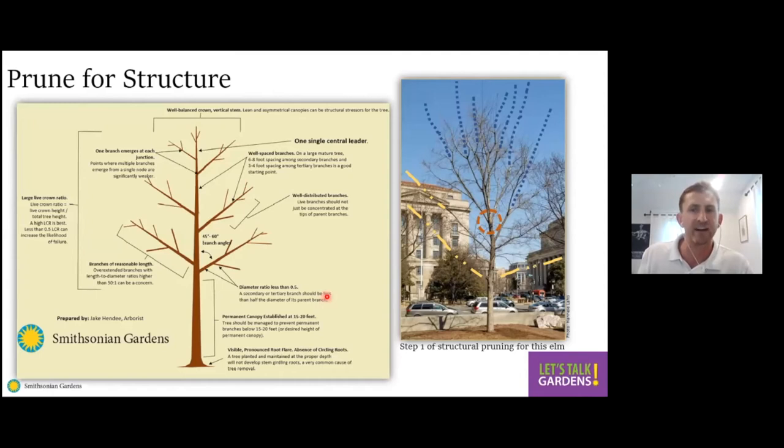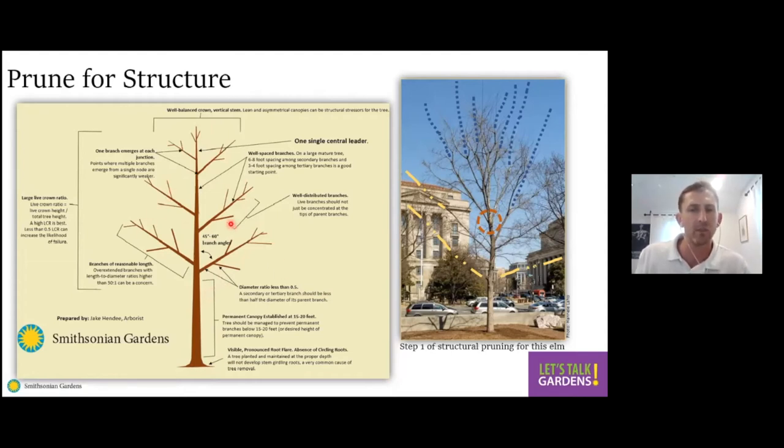Decades of research and practice have taught us exactly the characteristics of trees that remain strong and long-lived on the landscape versus those trees that get blown down by high winds or need to be removed for safety reasons. So again, we know exactly those characteristics, and it usually is some combination of a single main stem, well-spaced, well-attached, appropriately sized secondary branches, a large live crown ratio, so most of the height of the tree is a live crown, and then a balanced crown.